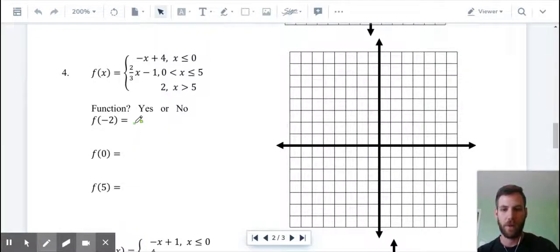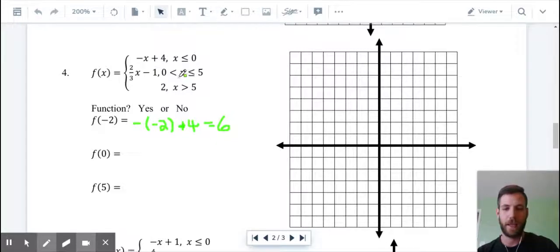So I would do -2 plus 4, actually 2 plus 4 instead of that, and that would end up being equal to 6. Next, I'm looking at 0. 0 would also fit into the first equation because it is equal to 0.